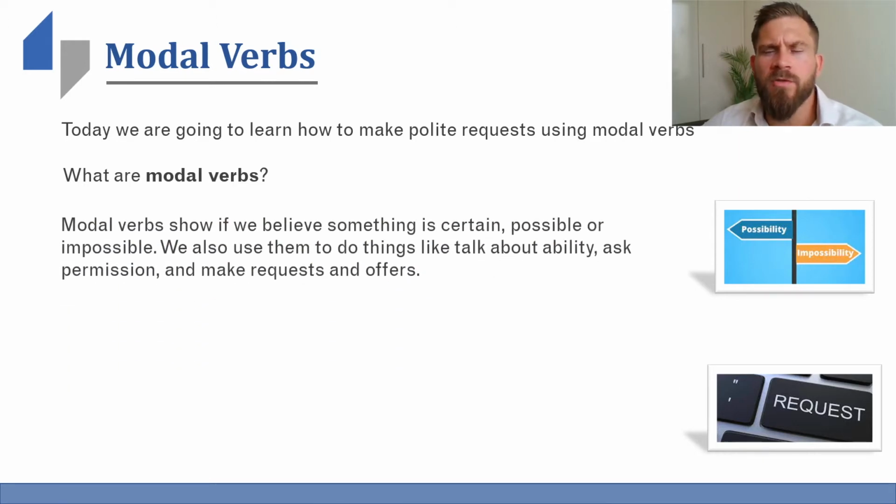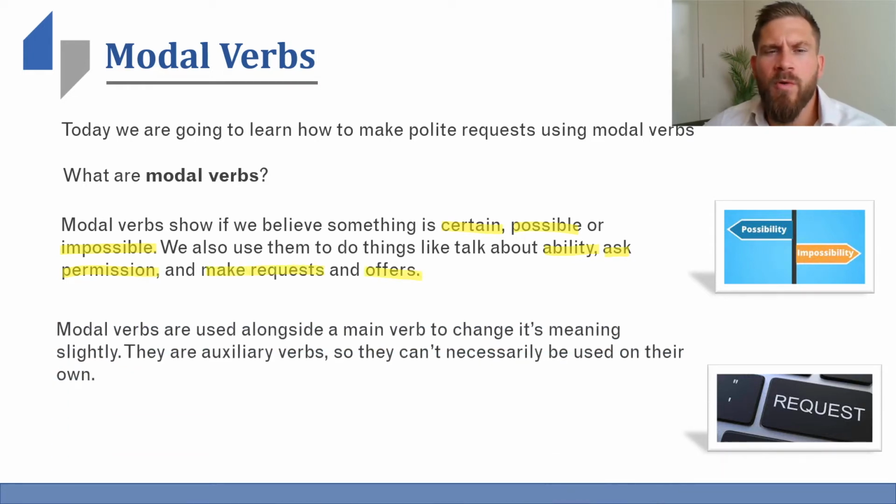Well, modal verbs show if we believe something is certain, possible, or impossible. We also use them to do things like talk about ability, ask permission, and make requests and offers. Modal verbs are used alongside a main verb to change its meaning slightly. They are auxiliary verbs and they can't necessarily be used on their own.